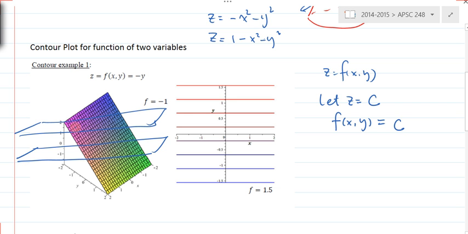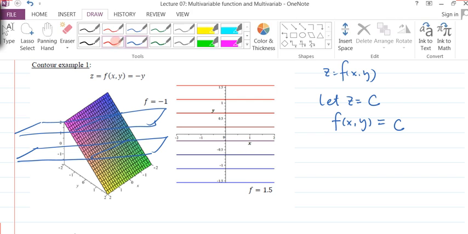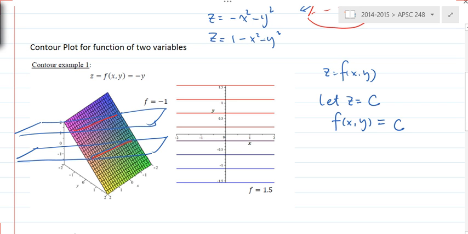So look at that. Between the plane z equal to negative y and the plane z equal to c, you get an intersection here. That intersection is going to be part of this contour plot, where the contour plot comes from. So you project the intersection into the xy plane, and this is what you get here.